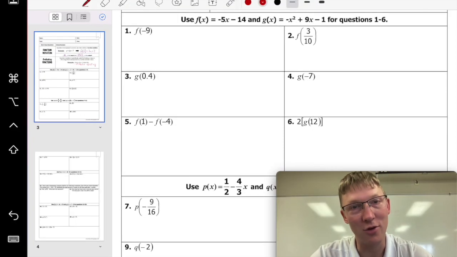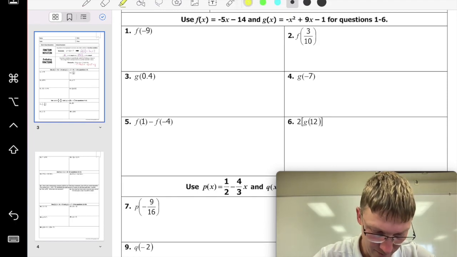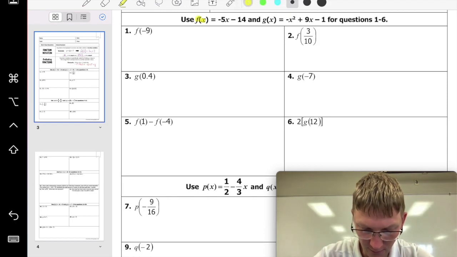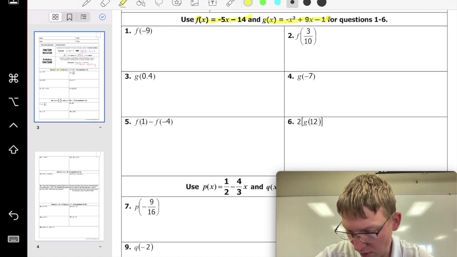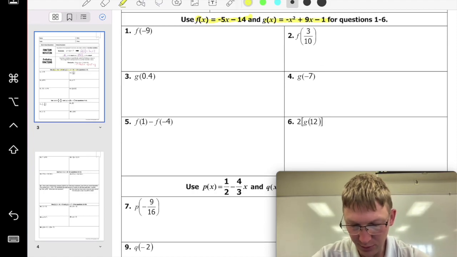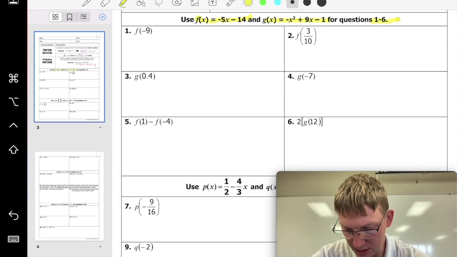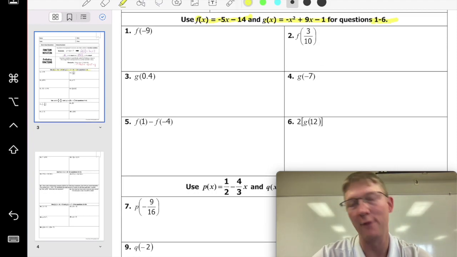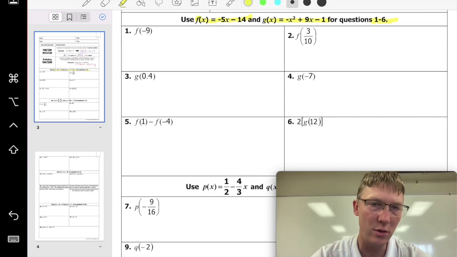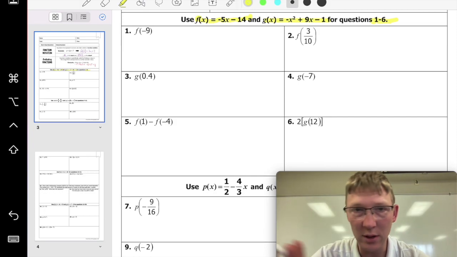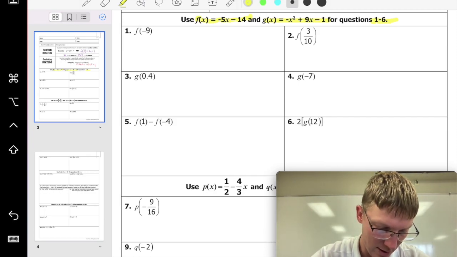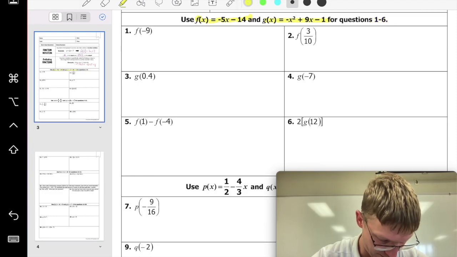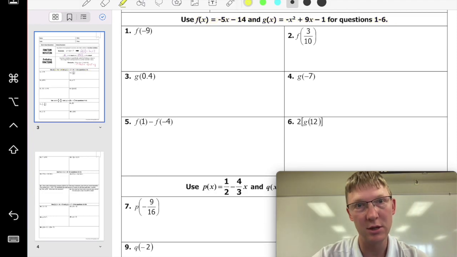Obviously, let's try some examples. So use f of x equals blah, blah, blah, and g of x, I told you we use other letters sometimes, equals all that other stuff for questions 1 through 6. Now, there is a fancy, cutesy way to do this in your calculator, and if you want to figure that out, go for it. That's fine. I'm not going to stop you, but you still need to know how to do it.